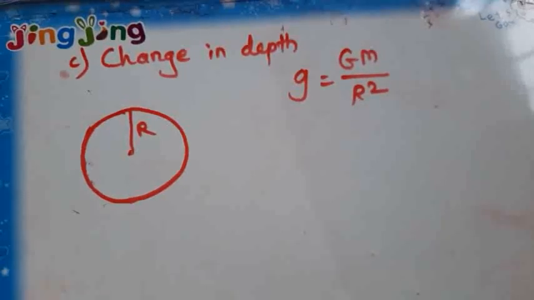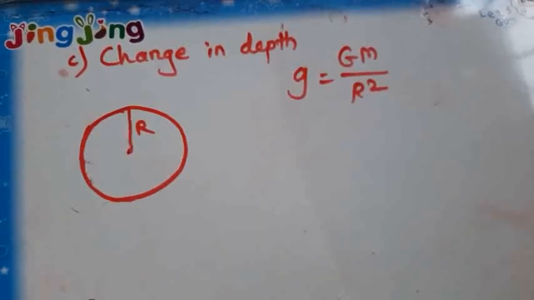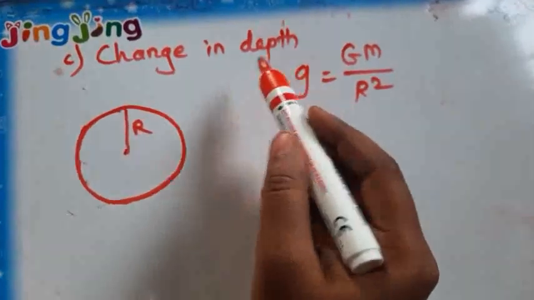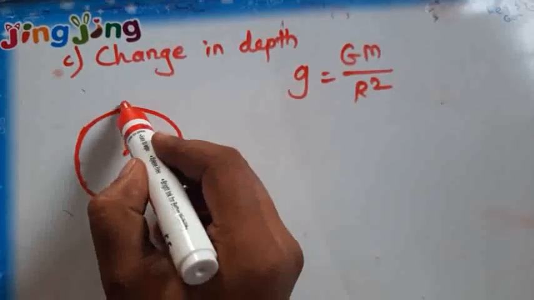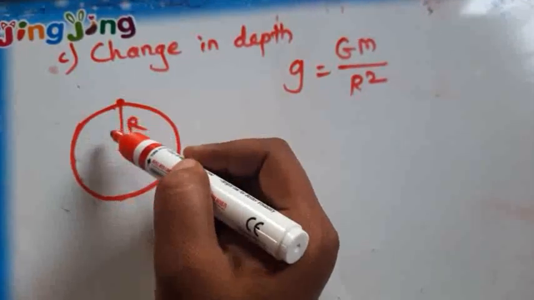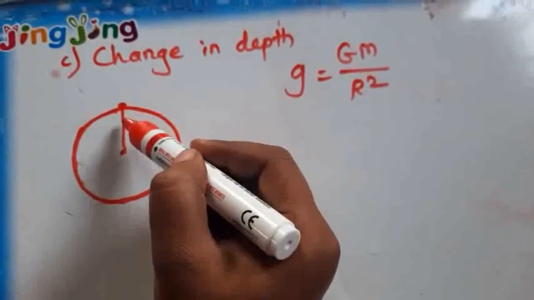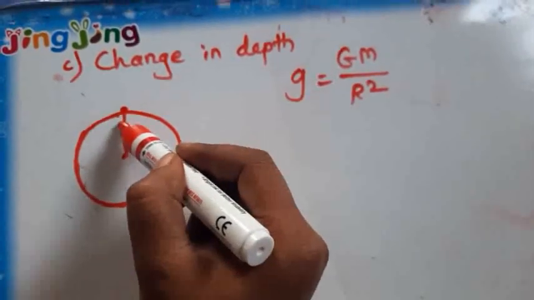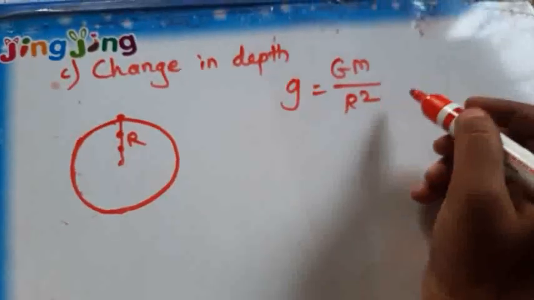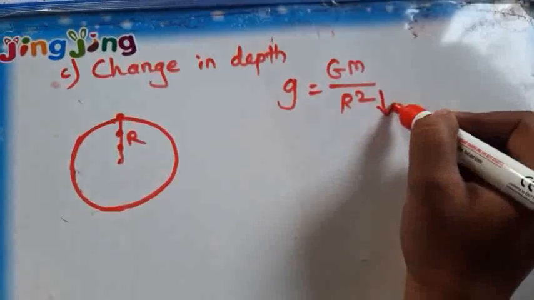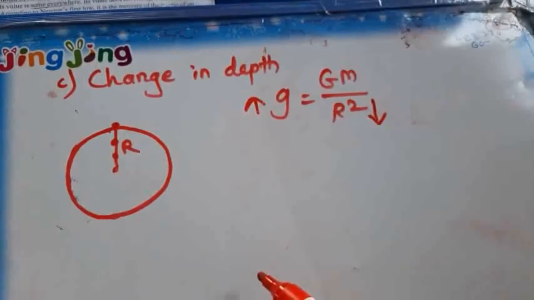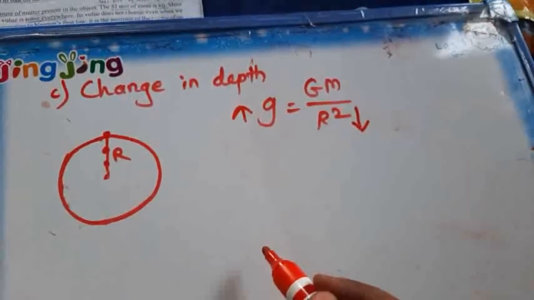The next factor we are going to consider about acceleration due to gravity is change in depth. Suppose we are on the surface of earth and we are going inside the earth now. So what will happen? The radius of earth will start to decrease. Suppose at this point the radius will decrease. Here if you reach, the radius will decrease. Now just as the radius is decreasing, what will happen? Acceleration due to gravity will increase. But actually this is not happening.